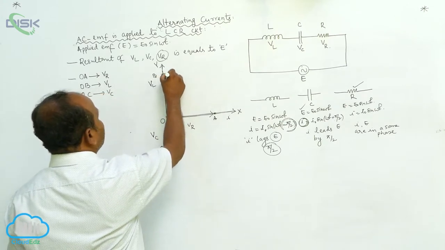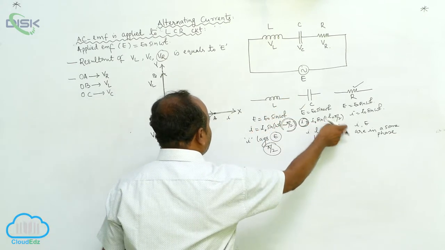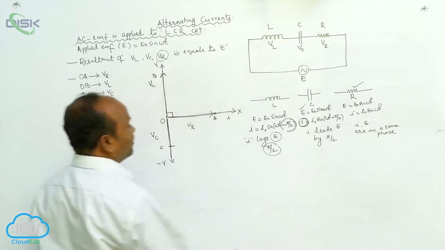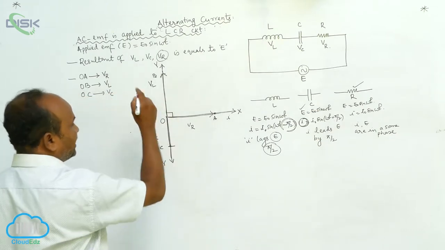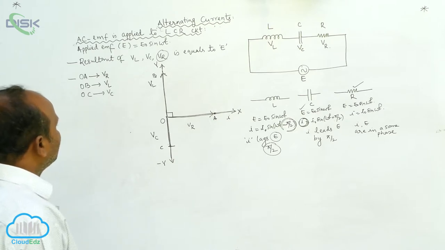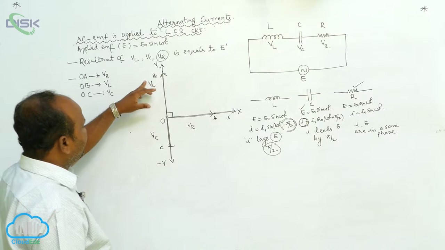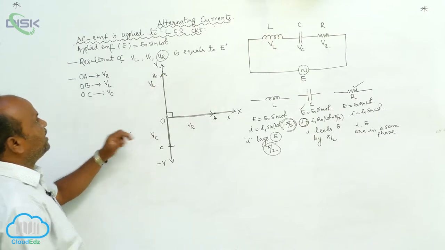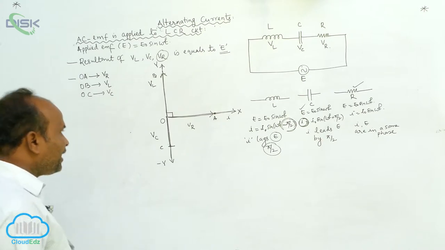This is called VL. Now, in the capacitor, current is leading the voltage by 90 degrees, therefore VC is represented like this. Now, the resultant of VR, VL and VC is equal to E.